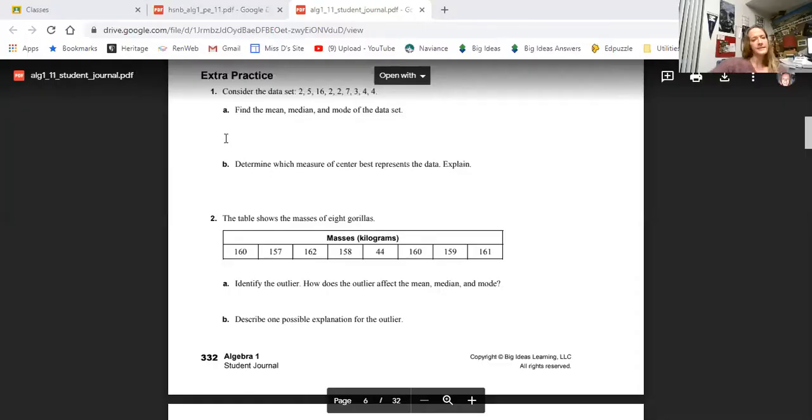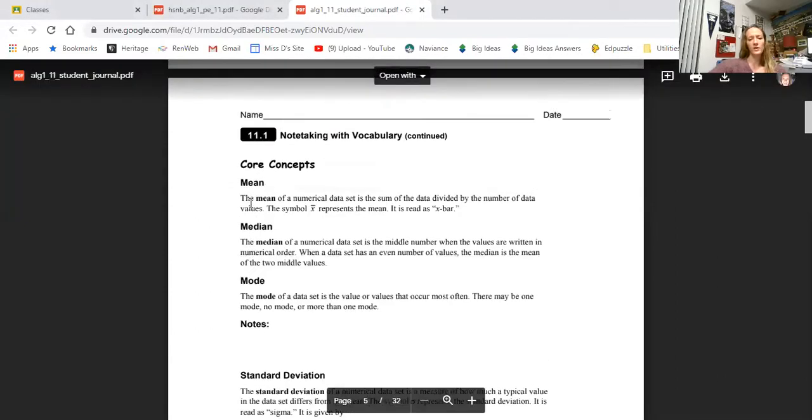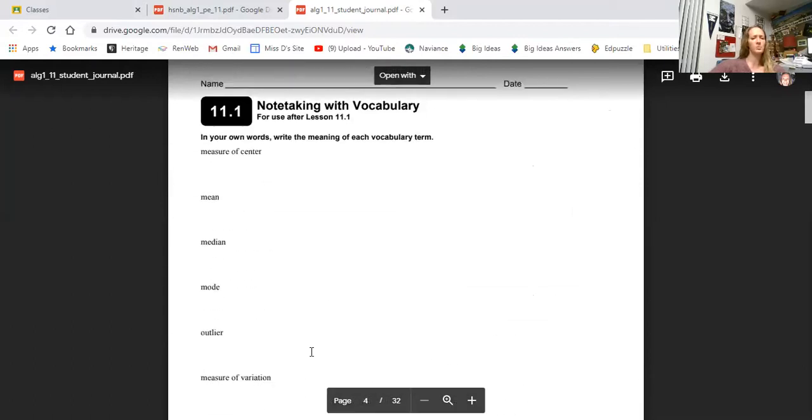As I try to get my iPad working, it's pretty unhappy right now. Let me go ahead, and what I can do for you guys is pull up your textbook and show you what we're doing and where we're going. So this is the student journal that we're going to be using to do some examples in just a little bit. It does walk through some of the key concepts, so I'll highlight the ones that are most important.